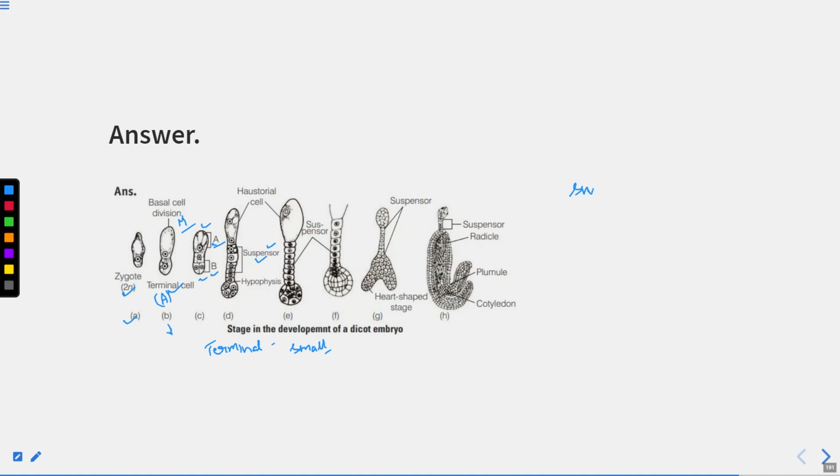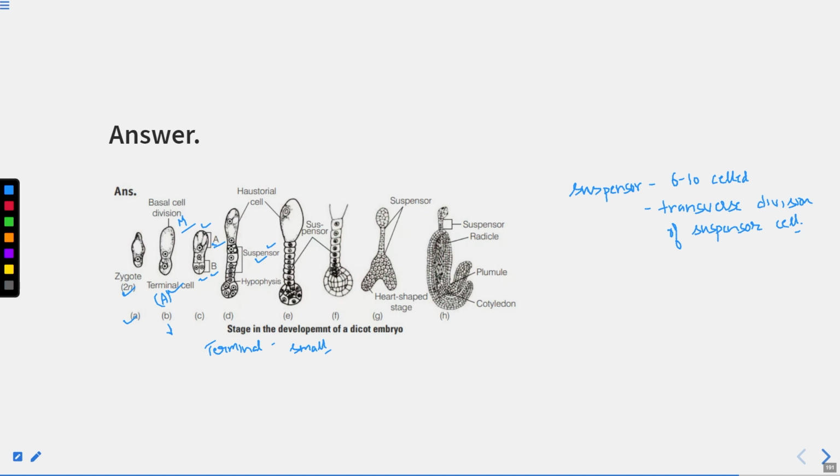So if we talk about the suspensor, it is usually 6 to 10 celled, and it is formed by the transverse division of the suspensor cell. Here you can see the suspensor, it consists of these cells.